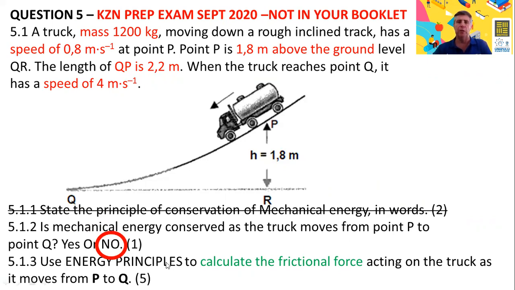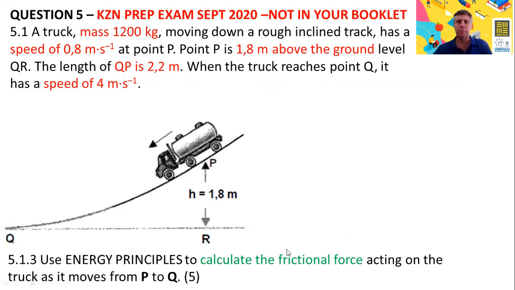5.1.3, use energy principles. Now this can be done with equations of motion, but please don't, because you will lose marks. The examiner stresses that you must use energy principles. Let's focus on what is required to calculate the frictional force acting on the truck as it moves from P to Q. Let's zoom in on 5.1.3.